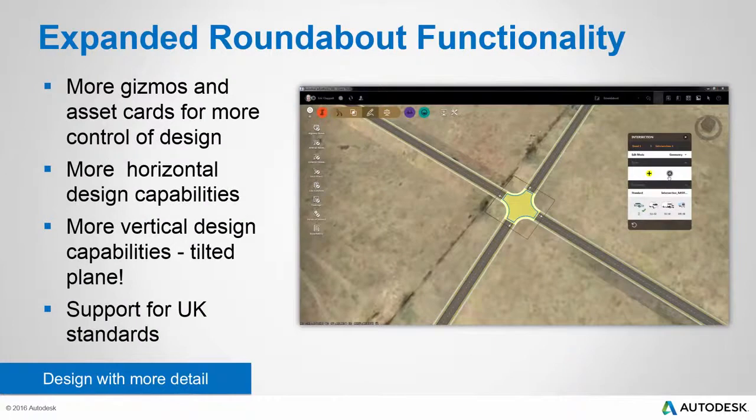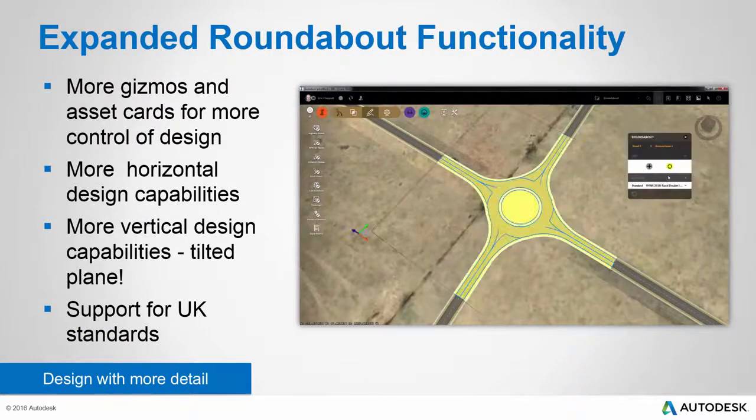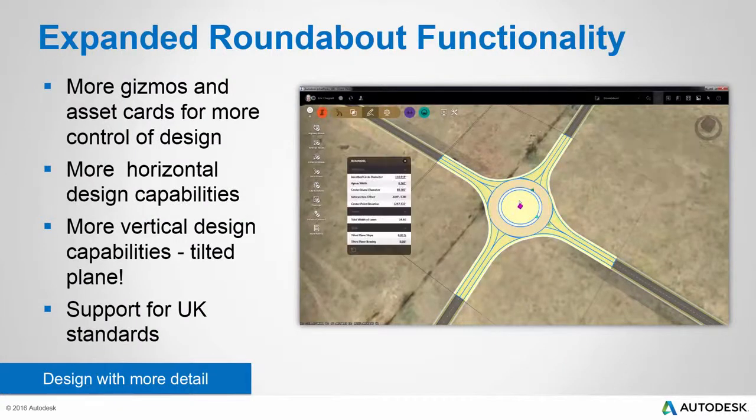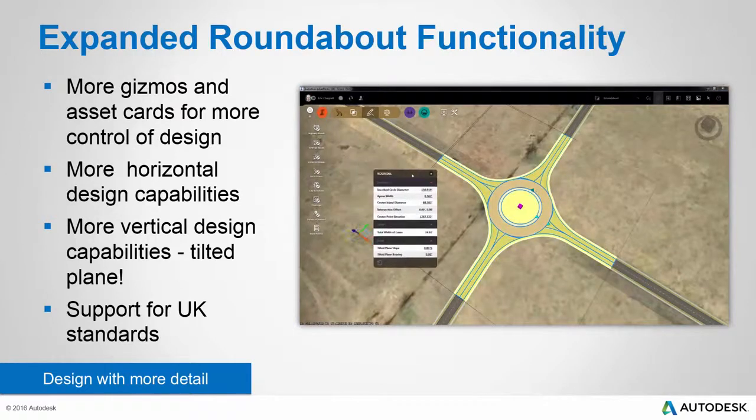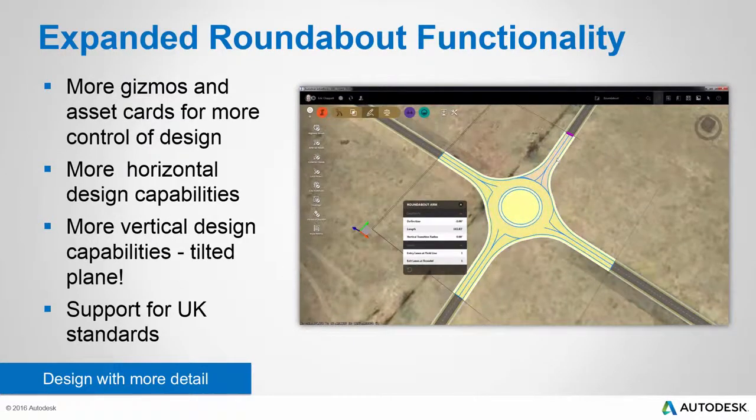In this latest update to InfraWorks 360, you'll see some exciting changes to the roundabout functionality. There are now more gizmos and asset cards for more control of the design. Here you can see there's a roundel asset card and gizmos associated with that, and there are also special gizmos associated with the arms of the roundabout. These give you more horizontal design capabilities than you've ever had before with roundabouts.